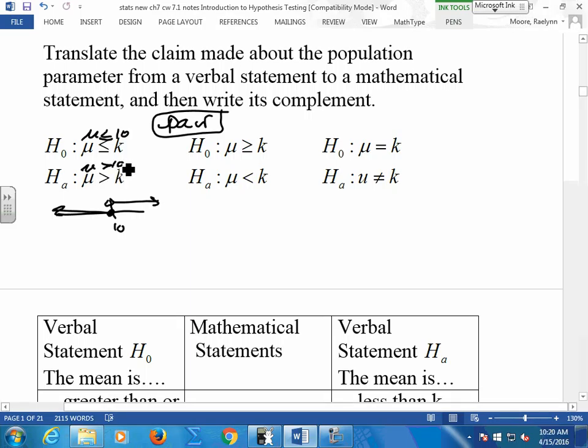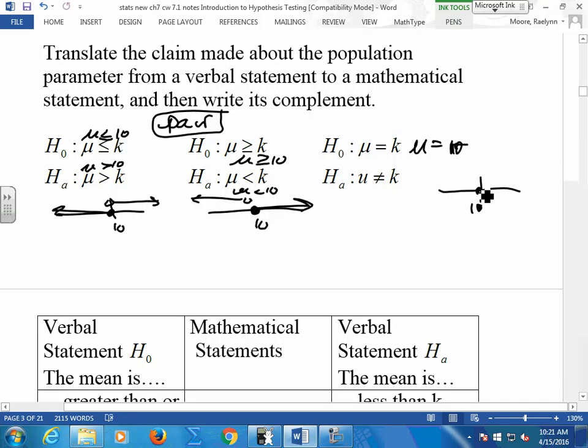Think of a number line, if you will. You've got to get a pair of statements. If my mean is greater than or equal to 10, here's my 10. I want the opposite. I want all this guy. I want my mean is less than 10 to be my alternate. Now the equal sign is pretty simple. If my mean is equal to 10, I'm just at 10 right here. So my alternate is everything else but 10. It is not equal to 10. That's how we do the equal sign one, just so that you get used to seeing the pairs.